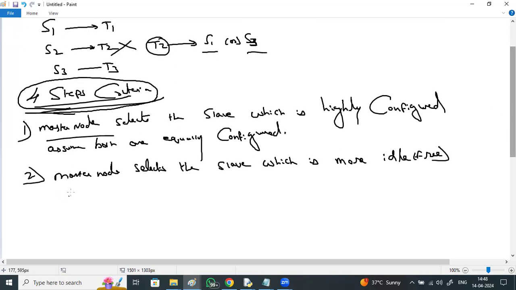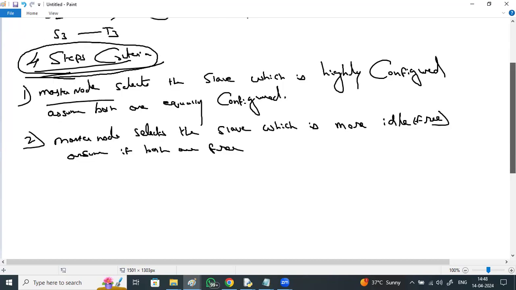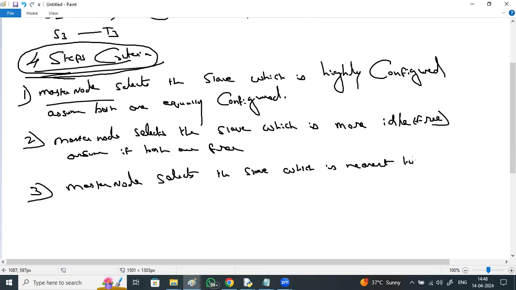So assume both are free. If both are free, then to whom to assign? So here, master node selects the slave which is nearest to it. Nearest to it means master can be in one country, slaves can be in different countries. Master can be in one state, slaves can be in different states. Master in one city and slaves in different cities. Otherwise, all within the same city. Master and slaves, right?